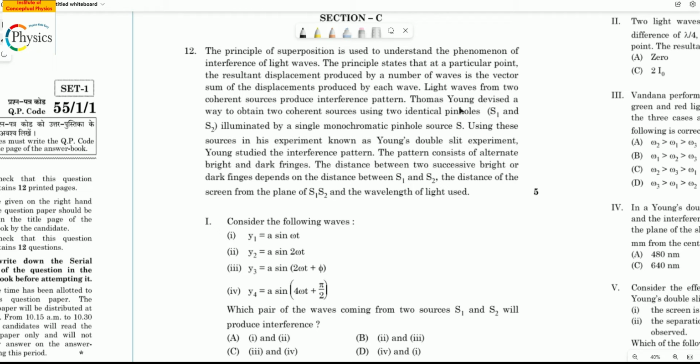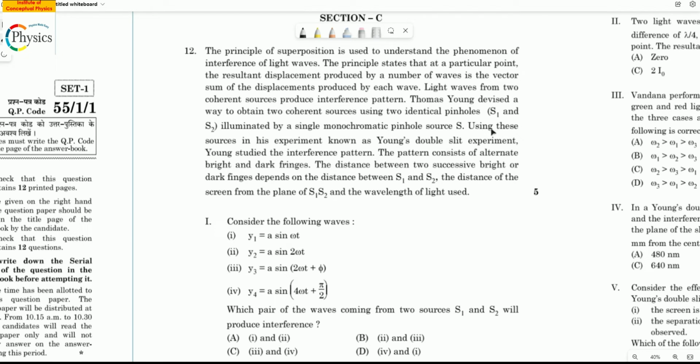All right. So Thomas Young was a scientist who did an experiment with two coherent sources using two identical pinholes, which are generally referred to as slits. And he used a single monochromatic source. Monochromatic light is also required because with the help of monochromatic light, the quality of the interference pattern you get is very nice. You can use white light, but white light will give you a very poor quality of interference. Therefore, always use a single wavelength, which is monochromatic.